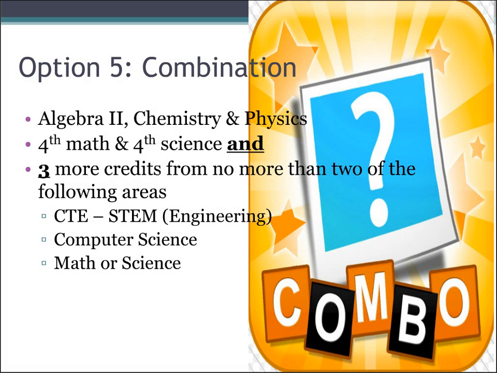The last option in STEM is a combination. So maybe you're not interested in just one of those four options that we discussed. Maybe you want to do a little bit of each of them. And so for that one, you must take Algebra 2, Chemistry, and Physics, include a fourth Math and a fourth Science, which is listed on your requirements, and you need to have 3 more credits from no more than 2 of the following areas. So 3 more credits from some CATE classes from the STEM engineering section, computer science, or math or science. That is the combination option.